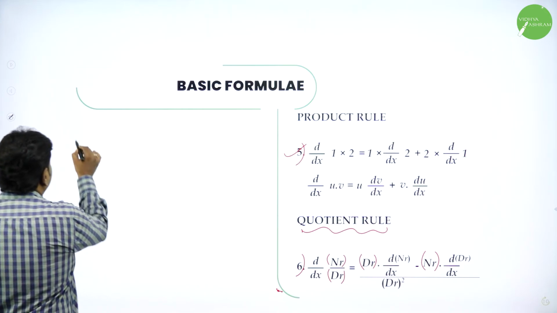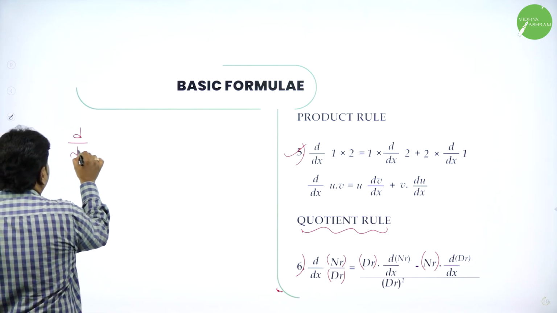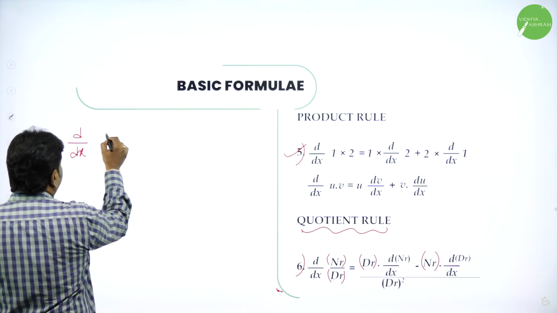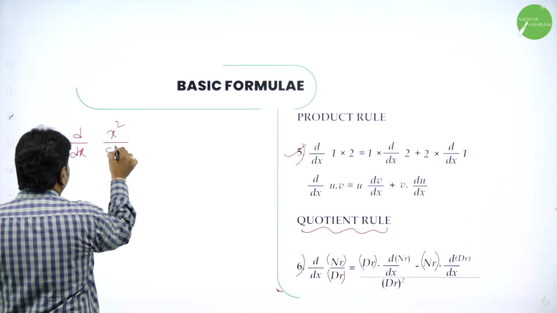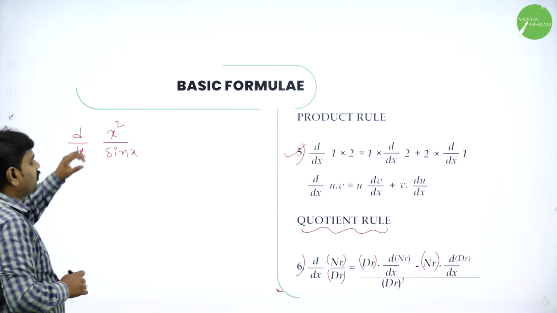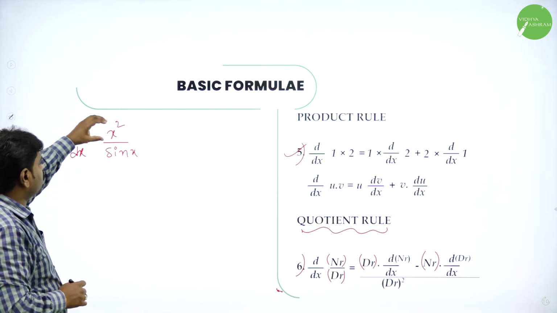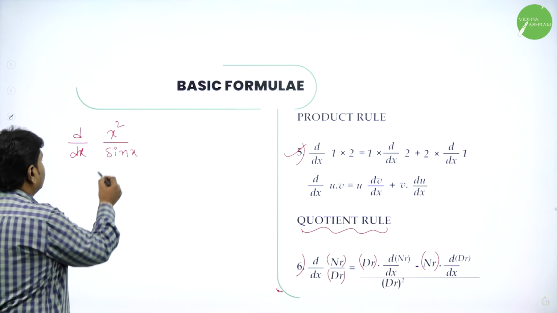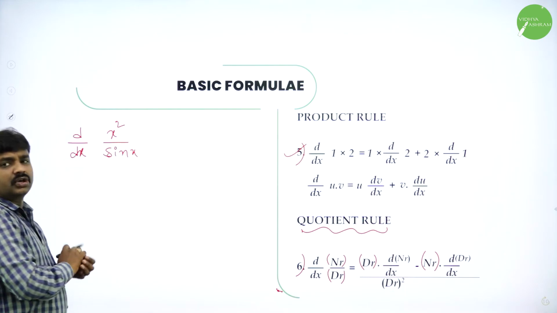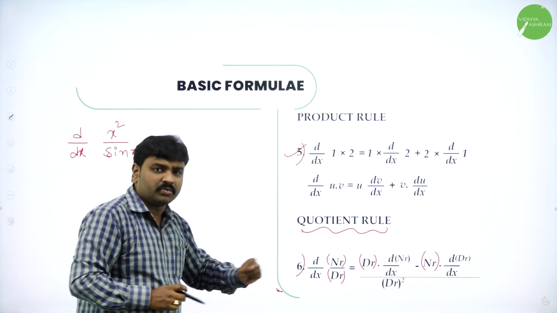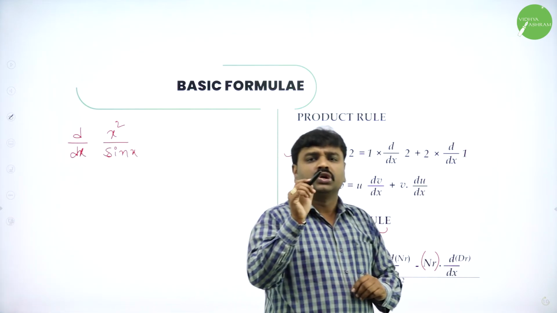For example, if you have d by dx of a function, we'll take x square divided by sin x, some function I'll take. Is it in the form numerator by denominator? x square divided by sin x. Now I have to differentiate this. Because it is in the form numerator by denominator, you should use the quotient rule.